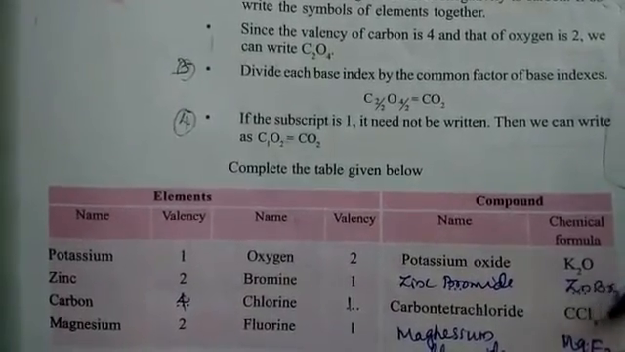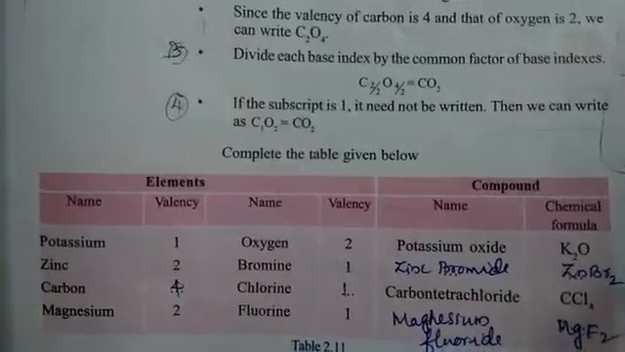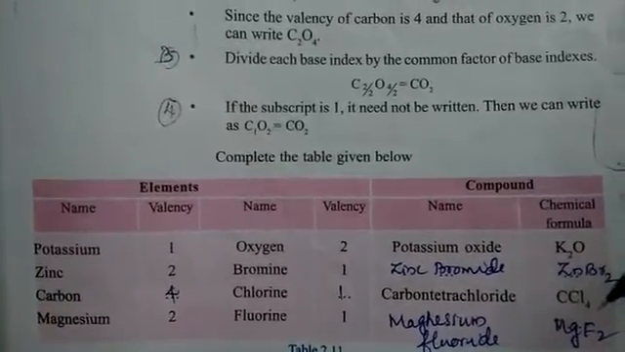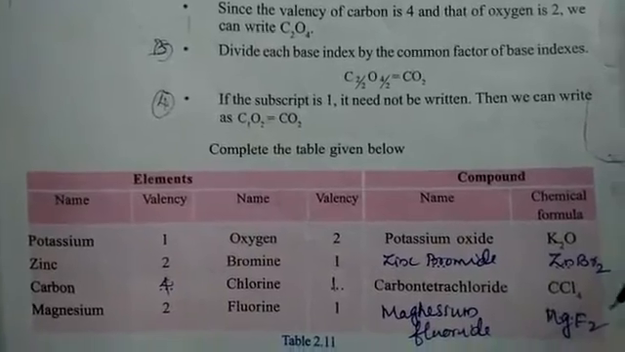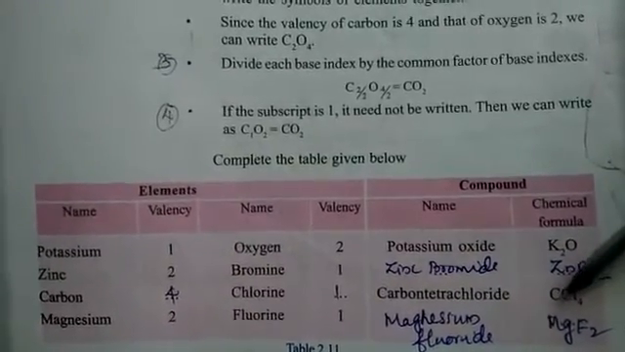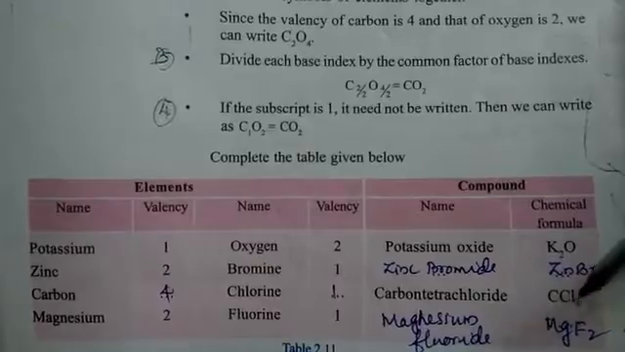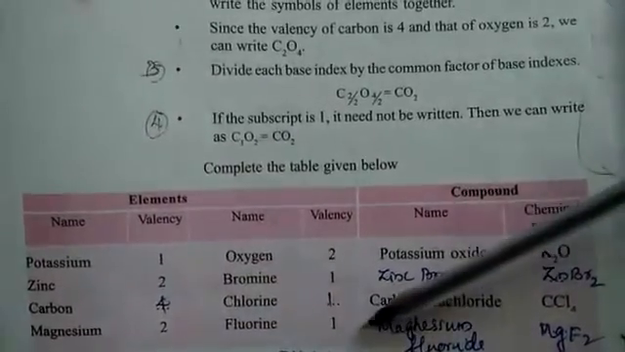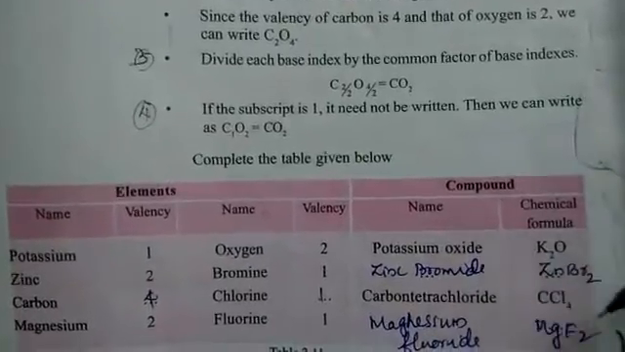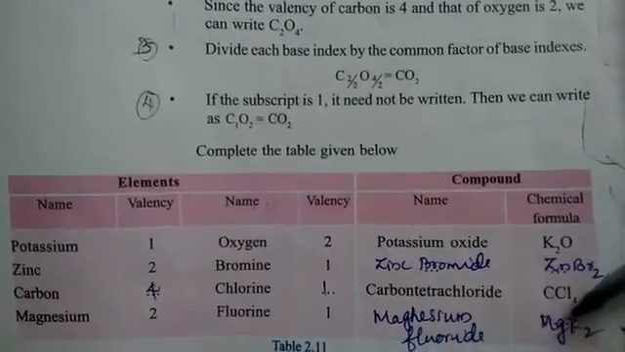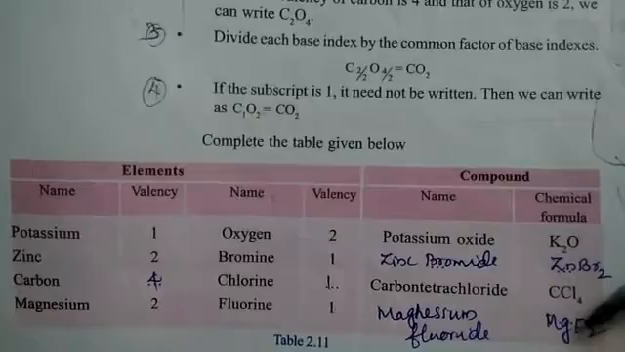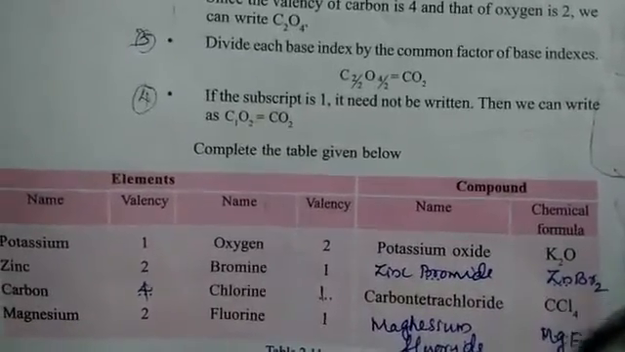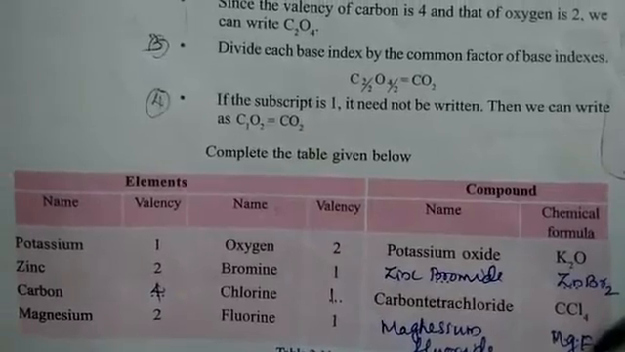Carbon, the valency 4. Cl, the valency 1. For valency 1 we are not writing that 1. So it is understood. 2, 3, 4 only we are writing. For C, we are not writing that 1. Then consider magnesium, valency 2, and fluorine, valency 1. Magnesium fluoride is MgF2. Mg valency 2, fluorine valency 1. So when valency 1 comes, it will not be written. It is already understood.